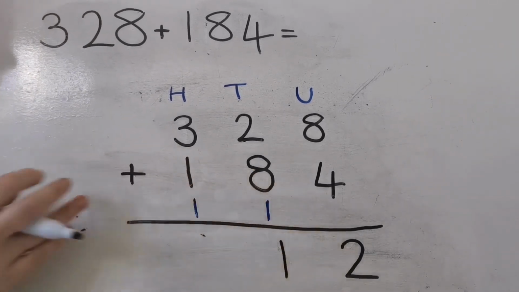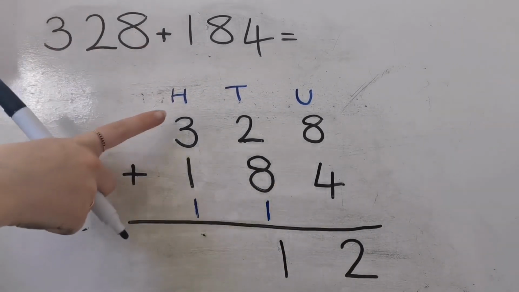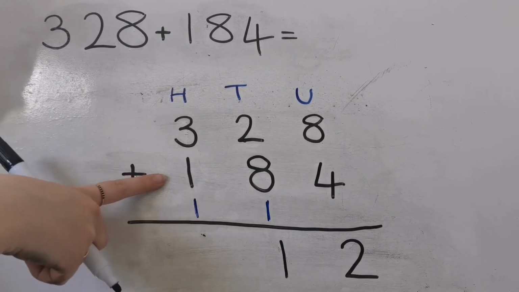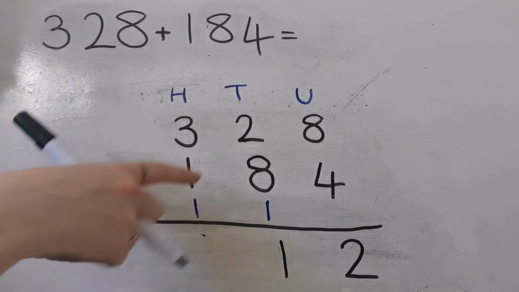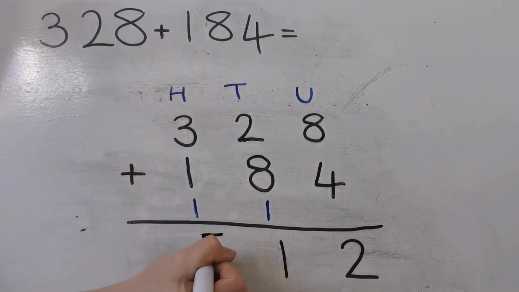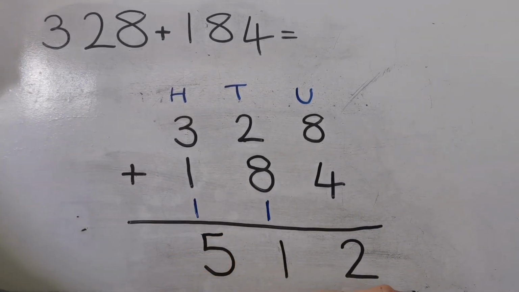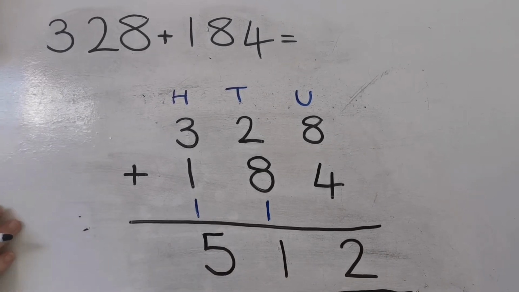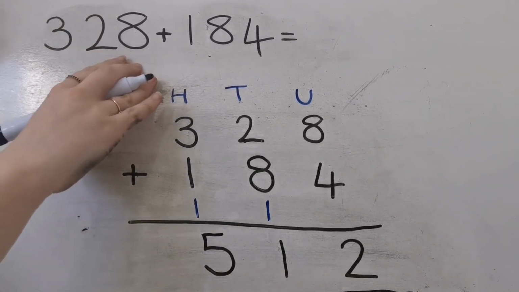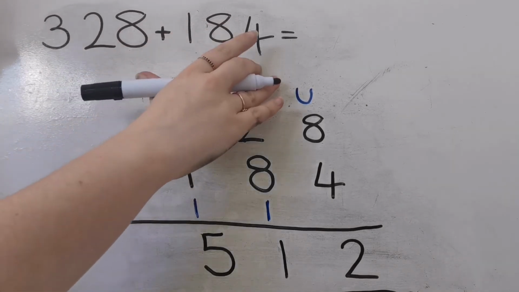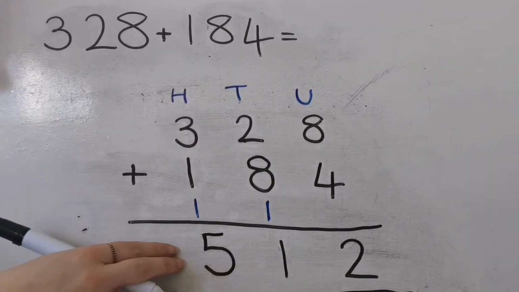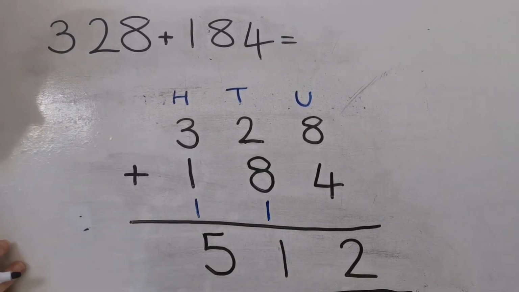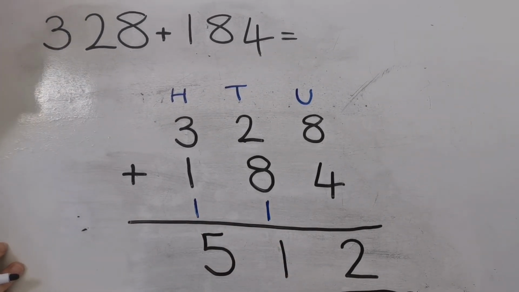Now I can move over and look at my hundreds. So I have 3 hundreds plus 100, which is 400, and I can add 1 more 100, which would give me 5 hundreds. Okay, once I've done that, I know that I've completed my answer, and I've got 328 plus 184 would give me the answer 512. Well done if you also got this answer.